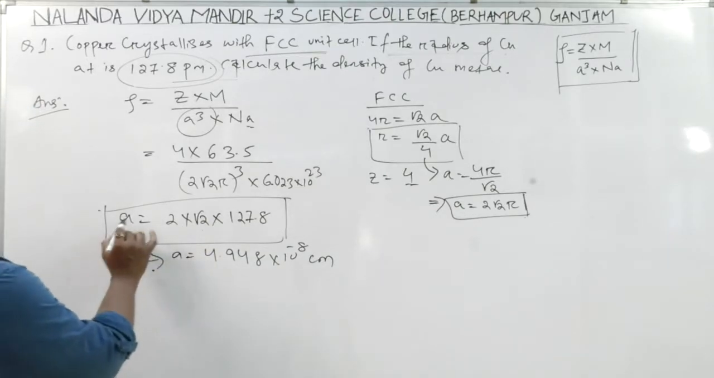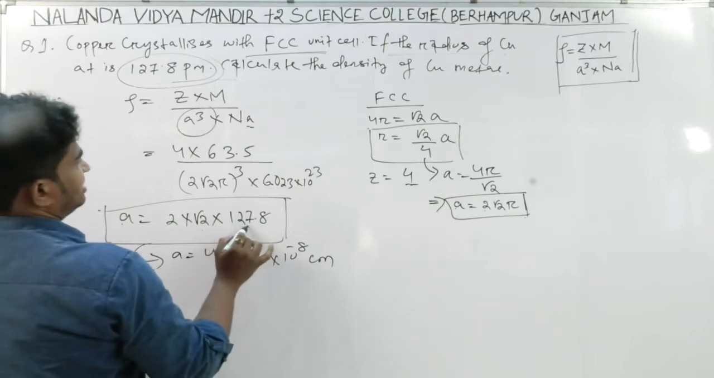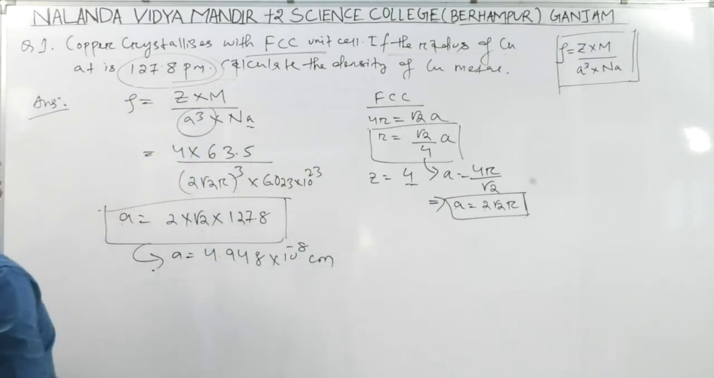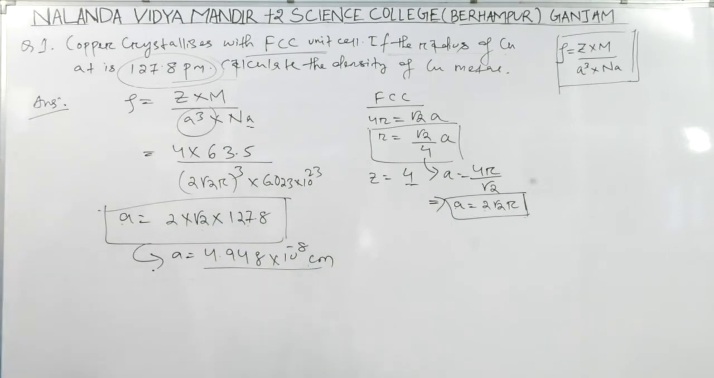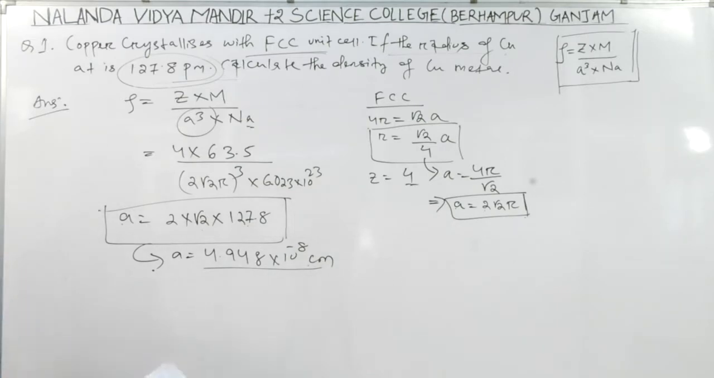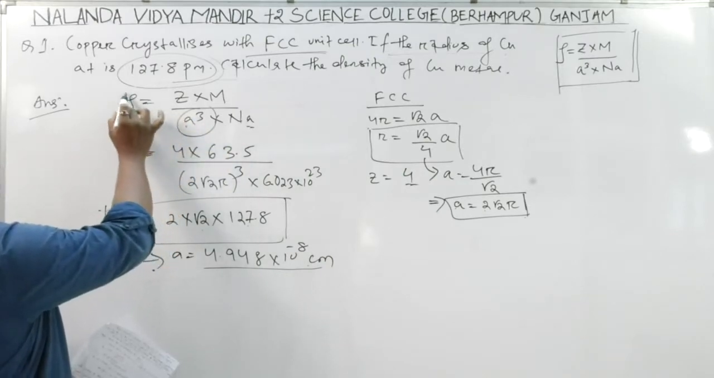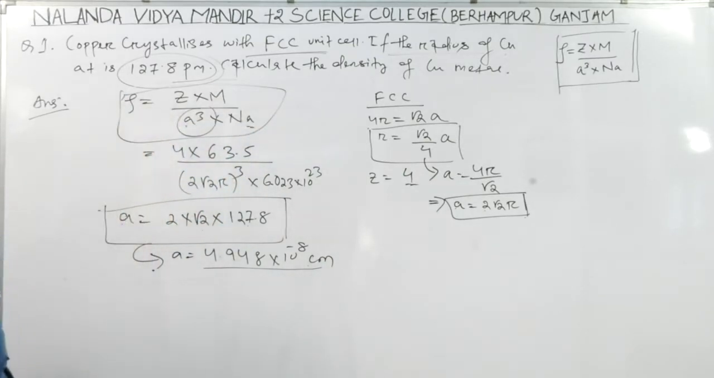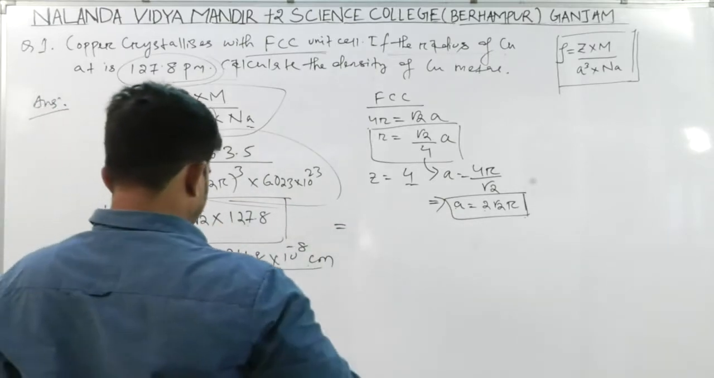Because from the relation we got A as 2 root 2 R, with R as 127.8 picometer. So by taking this value we will get this one. Whenever we are going to solve all these problems, first we need to find out the value of A. Then by putting this value of A in this formula, we will get the answer.